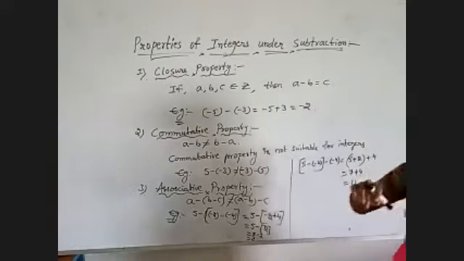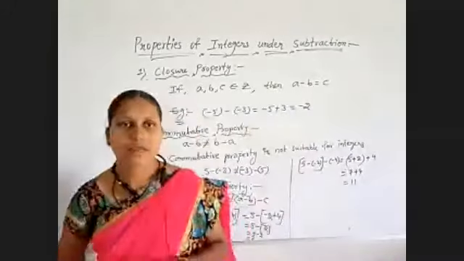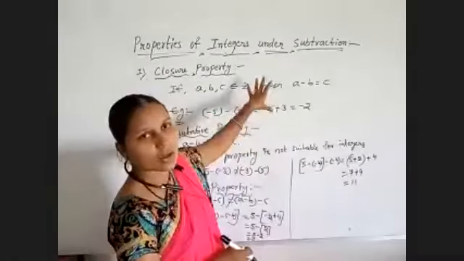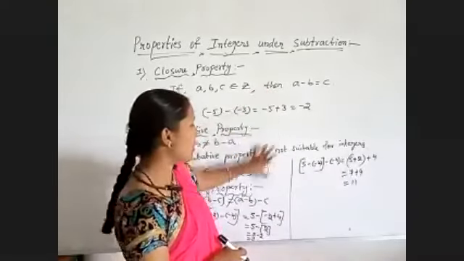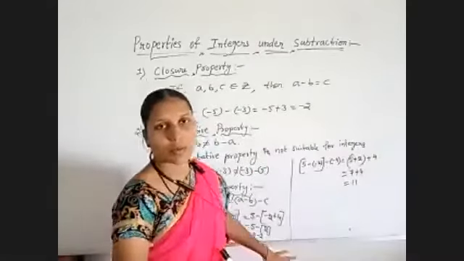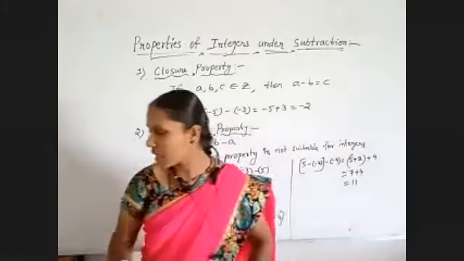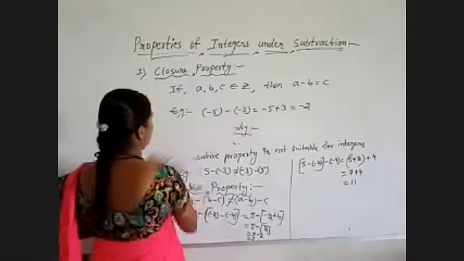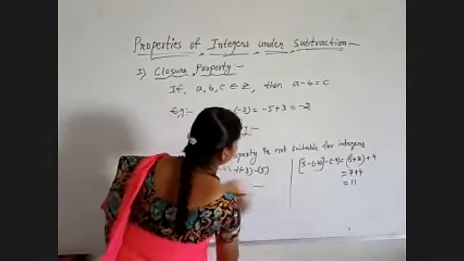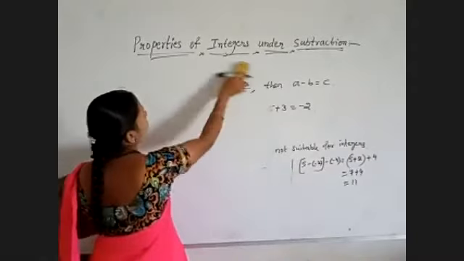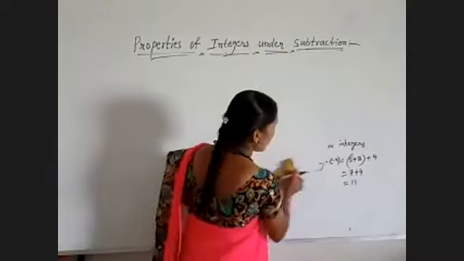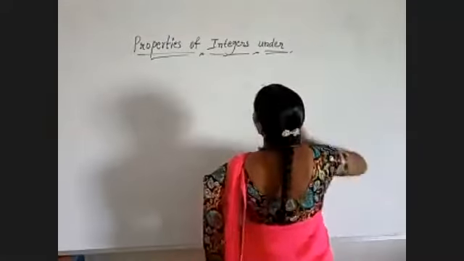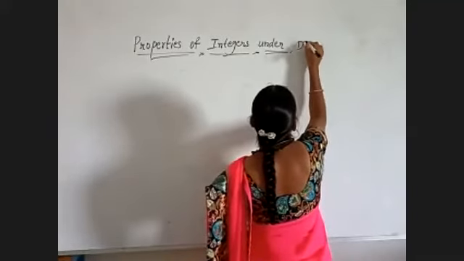See, all the properties of integers are satisfied in case of addition and multiplication. But coming to subtraction, only the closure property is suitable for integers. The remaining associative and commutative properties are not suitable for integers. Then come to the next: properties of integers under division. So take your own numbers and practice whether it is suitable or not.